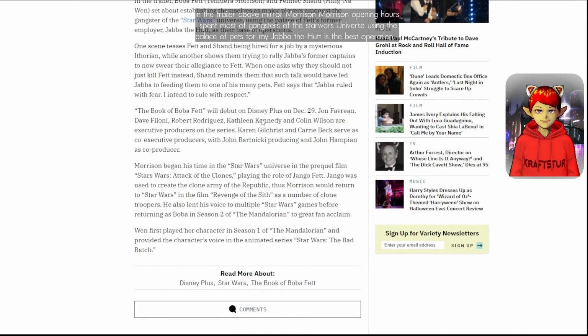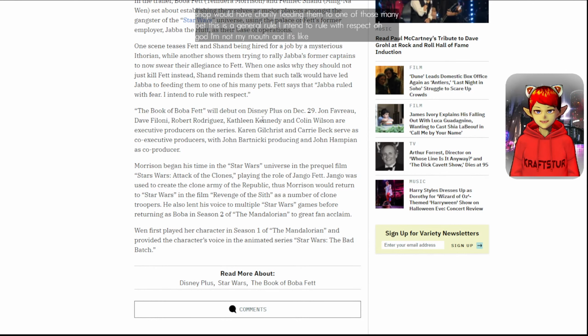One scene teases Fett and Shand being hired for a job by a mysterious Ithorian, while another shows them trying to rally Jabba's former captains, who now swear allegiance to Fett. When one asks why they should not just kill Fett instead, Shand reminds them that such talk would have led Jabba to feeding them to one of his many pets. Fett says that Jabba ruled with fear. "I intend to rule with respect."